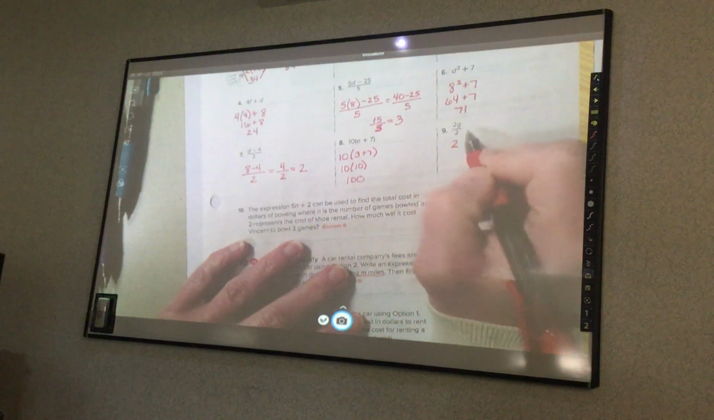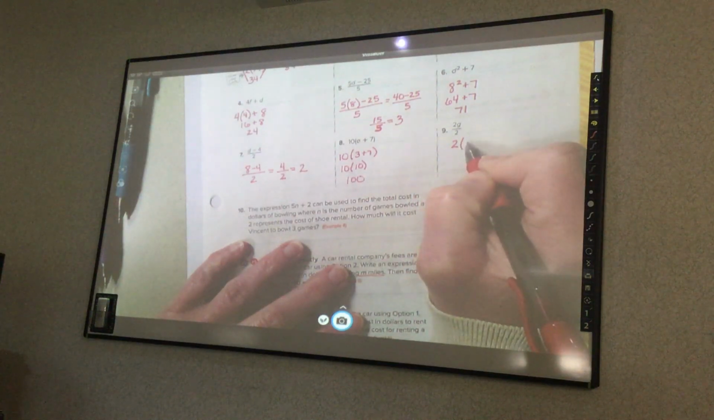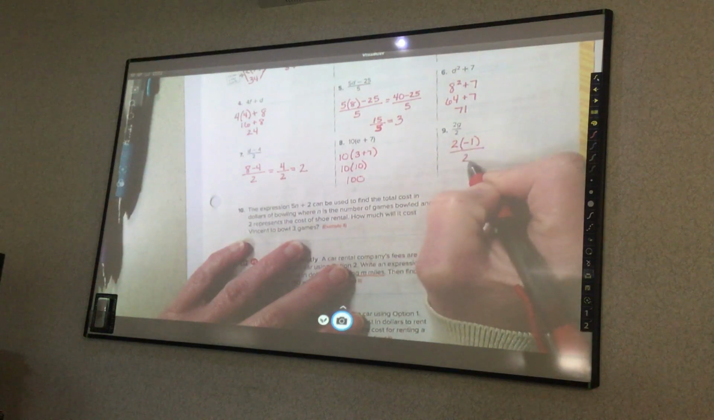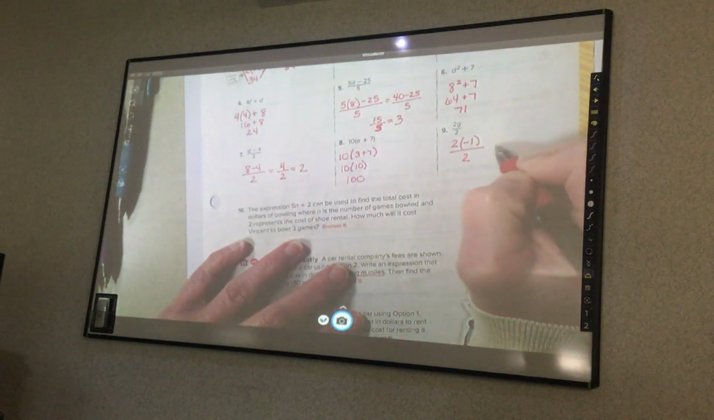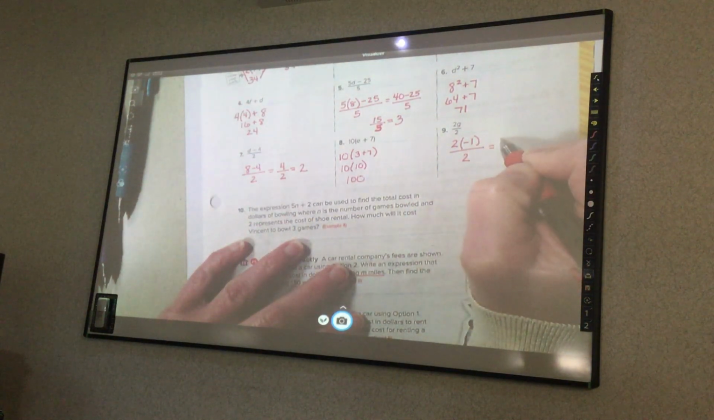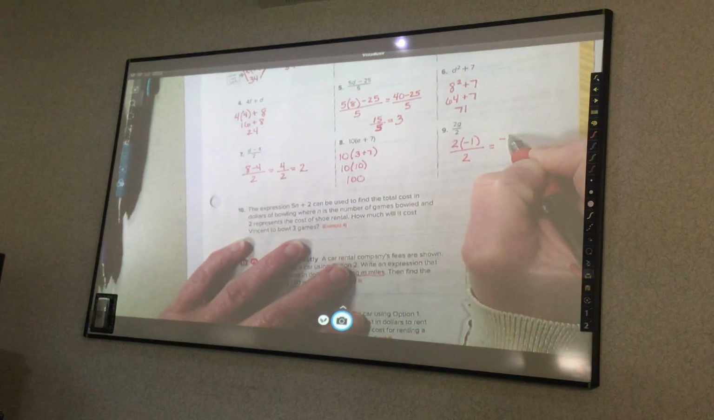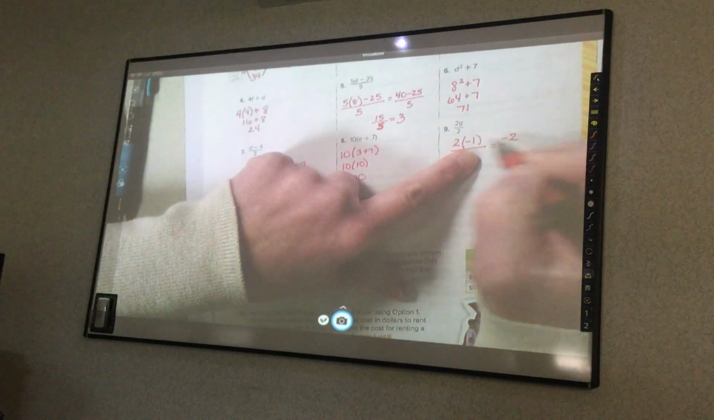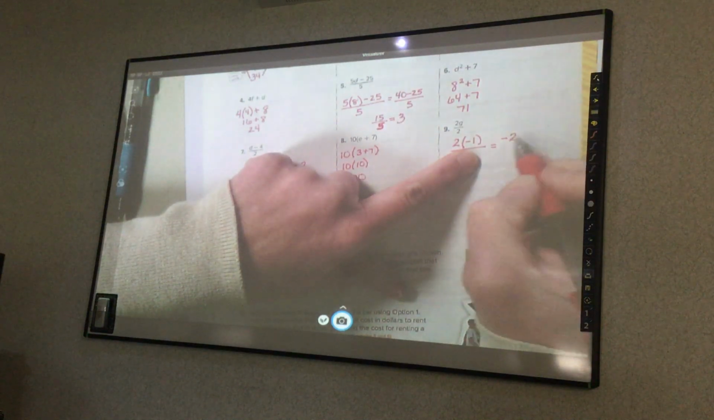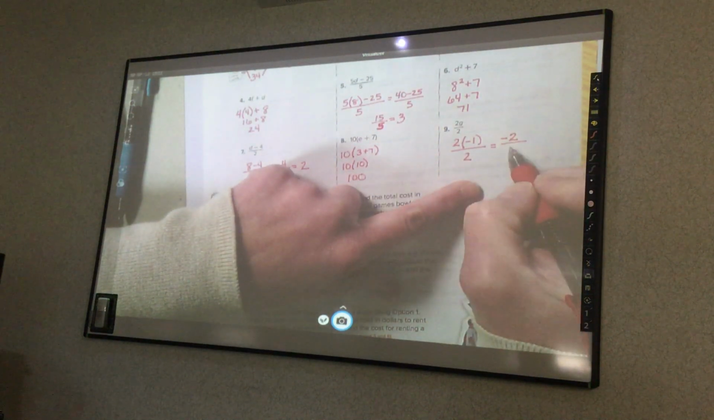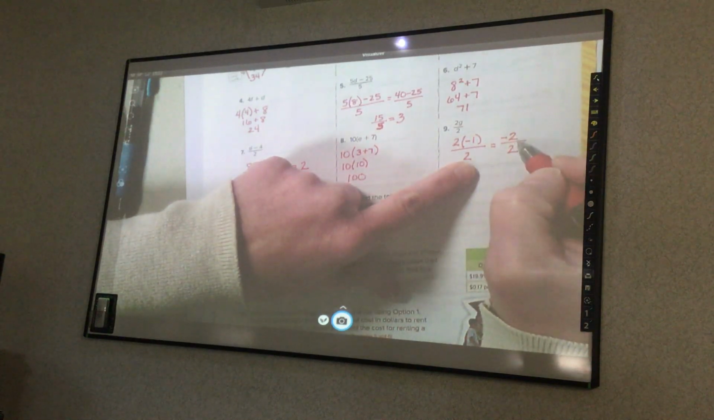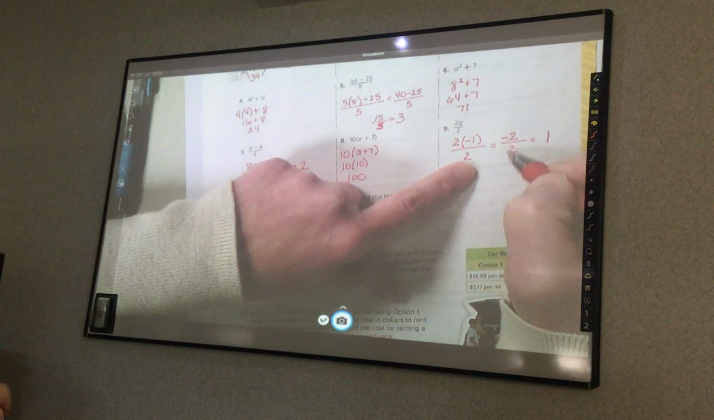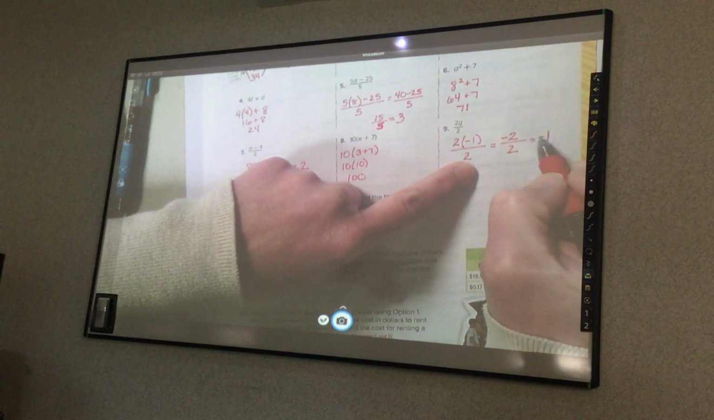2 times what's in parentheses? Negative 1 over 2. 2 times negative 1 is? Negative 2. A 2 times a negative 1 is a negative 2, because a positive times a negative is a negative. So I have a negative 2 over 2. So it's 2 divided by 2. 1, but 1's negative and 1's positive, so it stays negative.